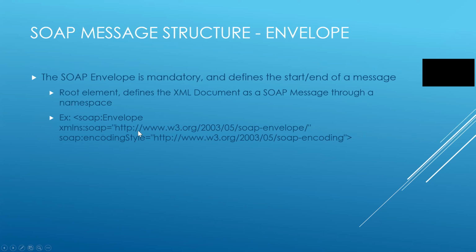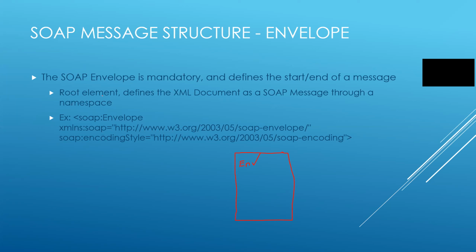If you were to plug this into your browser, you'll see the schema for that specific SOAP version, which is 1.2 in this case. It'll tell you what's required, what's not required, and items of that sort. As it says, this is the start and end of a message. If I were to draw this part out, the envelope would be this big part right here. ENV. So we've got our envelope.